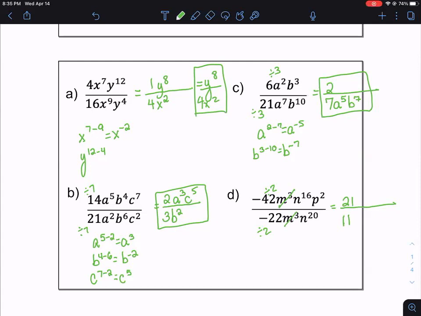N to the 16 on top and n to the 20 on the bottom. That's n to the 4. And then there is no other p, so that is p squared. So that is 11n to the 4th on the bottom. I know it's kind of hard to see the 4.